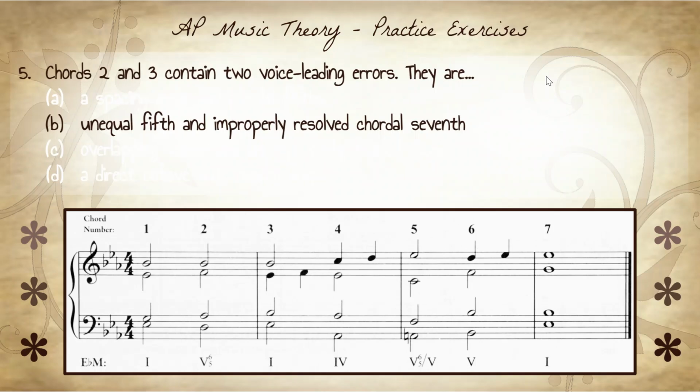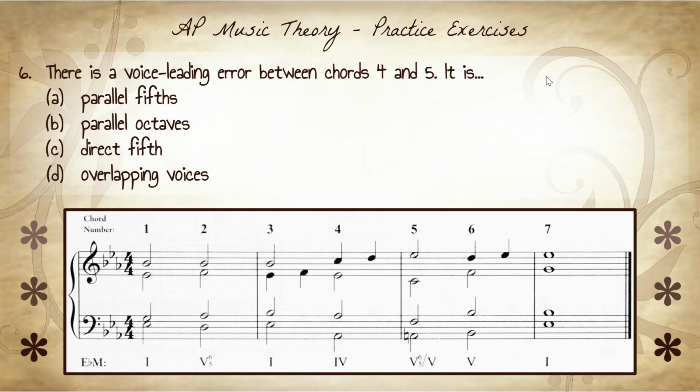Correct answer is B. Chords 2 and 3 both contain unequal fifths between the bass and tenor, and an unresolved seventh. The first inversion seventh dominant chord is B flat, D, F, A flat. The seventh of the chord, A flat, is in the tenor and should resolve downward by step to the G. Chord number 3 is an incomplete chord because G has been left out.